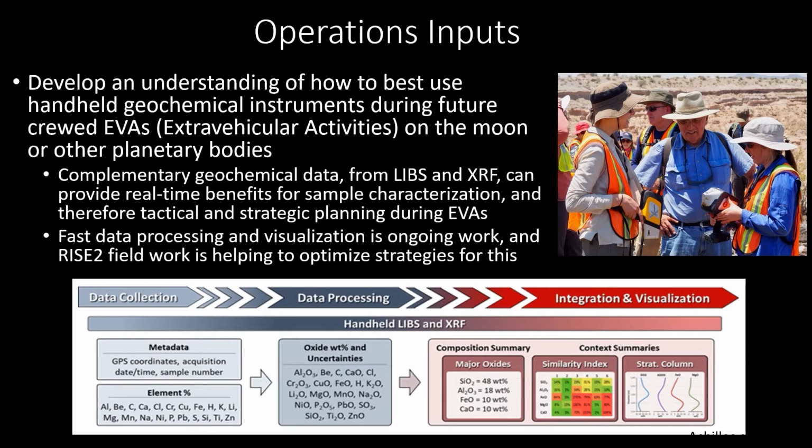Another important goal during RISE was to understand how to best use these handheld geochemical instruments during future extravehicular activities that astronauts would participate in on the moon or other planetary bodies. Having this complementary geochemical data from LIBS and XRF right there in the field in real time benefits the characterization of samples, and therefore it can provide really great benefits for tactical and strategic planning during EVAs. Work on fast data processing and visualization, to maximize the benefit from these instruments, is ongoing.